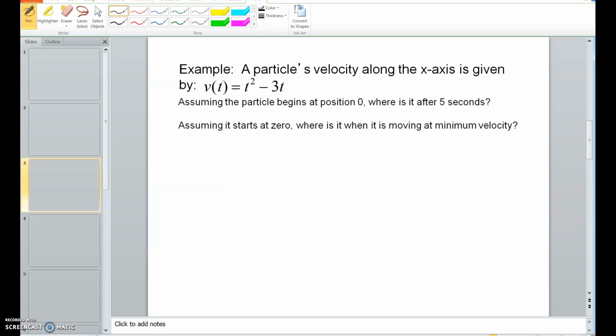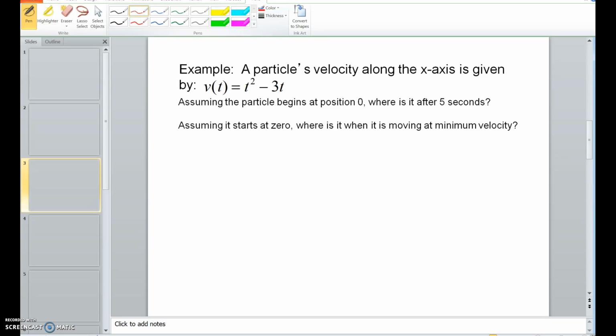So let's say we know a particle's velocity. This particle is moving along the x-axis. If velocity is positive, it's moving to the right. If velocity is negative, it's moving to the left. Assuming that the particle begins at position 0, so when this time period starts, it begins at the origin. Where is it after 5 seconds? So this is a question about position.